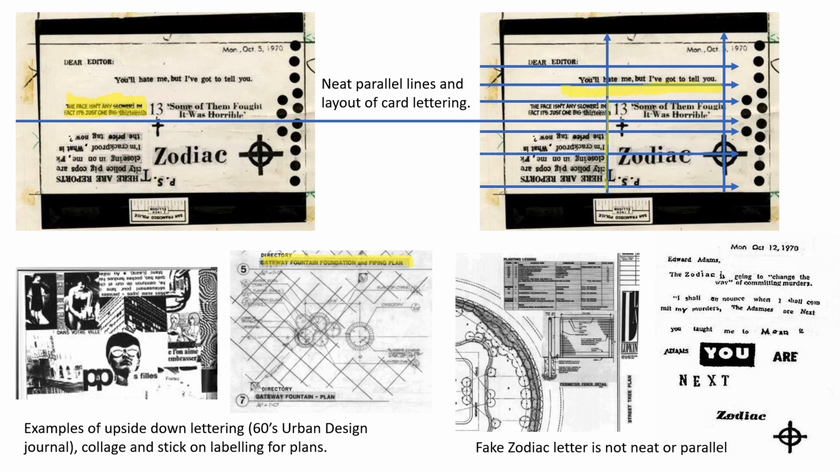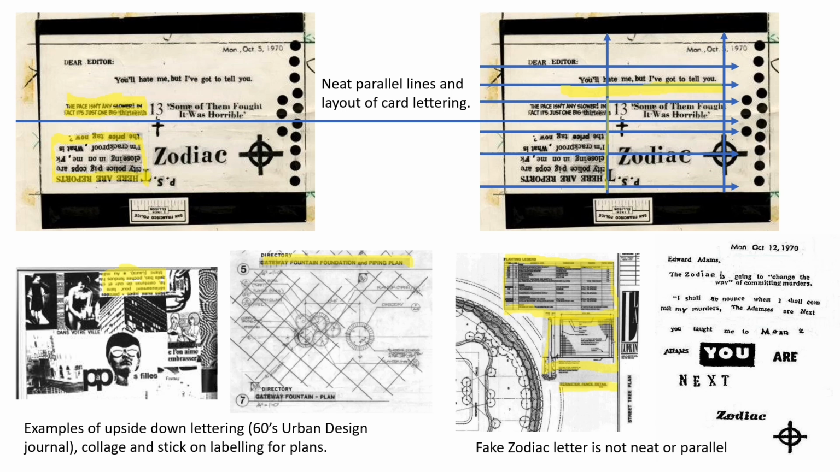This use of the different text being upside down is also really similar to a lot of elements we see in late 60s collage work, as evidenced by this urban design journal. And we can see here again with landscape architecture the stick-on schedules and typical details that you don't have to redraw each time. And of course they all line up and are very neat.